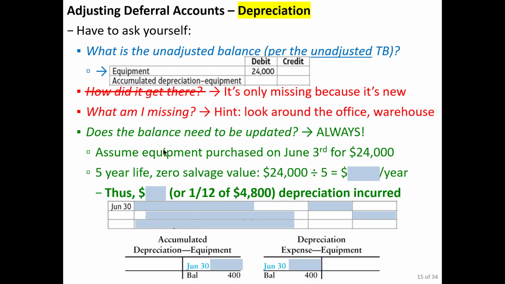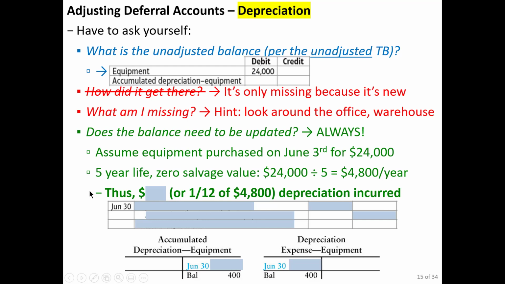The thing we need to be aware of is that these expenses happen just because of the passage of time. So assume we have equipment purchased on June 3rd for $24,000. It has a 5-year life and a zero salvage value. So take the $24,000 we paid for it, divided by 5 years. That means every year we need to record $4,800 in depreciation expense.